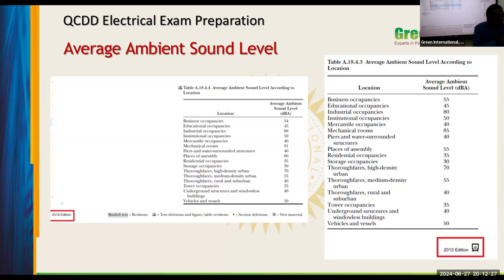Again, for NFPA 110, we need to follow the 2019 regulation. For NFPA 72, we need to follow the 2017 regulations. That's why he noted that.